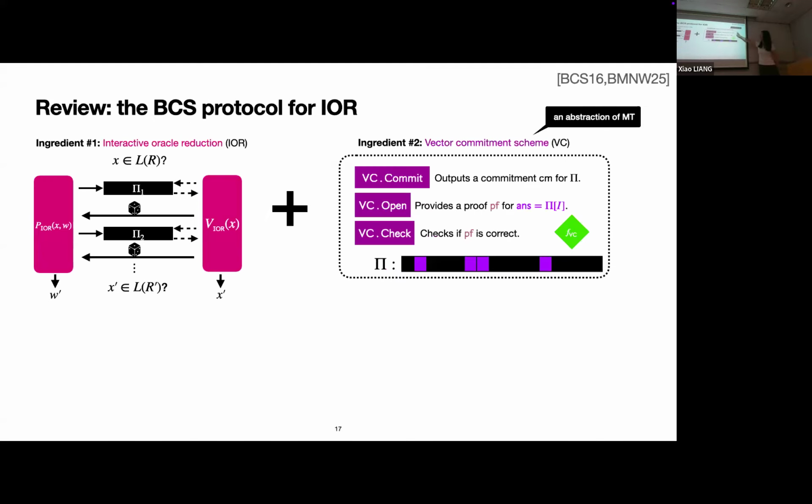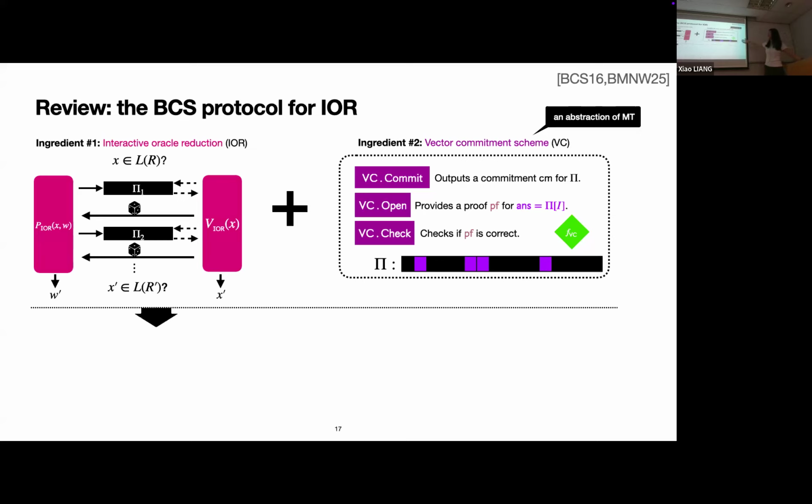We need a vector commitment scheme. The vector commitment scheme has some methods. It allows you to commit to a long proof string, and it allows you to open certain locations in the proof string locally. The open method also outputs the opening proof for these local openings. Then VC check allows you to check if the opening proofs are correct.